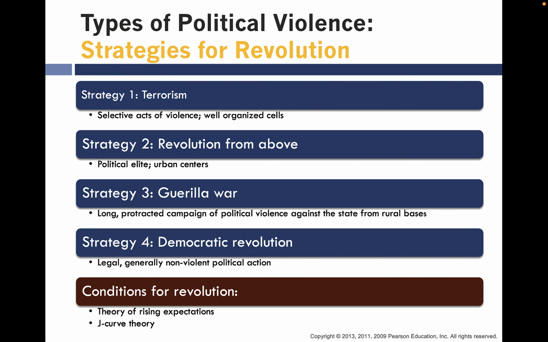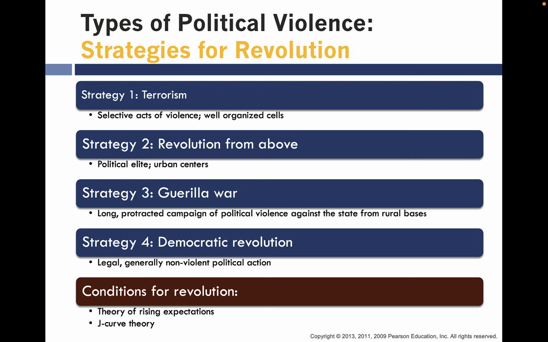So we also have stages of revolution, where we have selective acts of war and terrorism, usually well organized, revolutions from above where political elites and urban centers push for a revolution. Guerrilla warfare, where there is a long protracted campaign of political violence against the state from a rural basis.